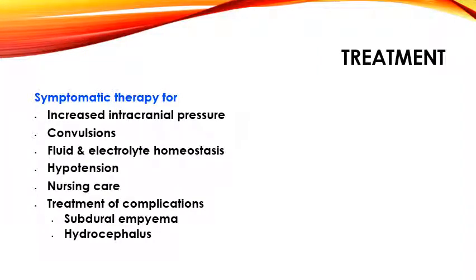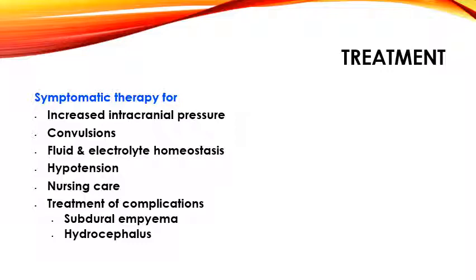Symptomatic therapy for intracranial pressure, we can use mannitol or 3% saline can be given. For convulsions, you have to give anticonvulsants. The commonly used drugs are phenytoin, valproate. Even phenobarb can be used in very young patients. Fluid and electrolyte homeostasis has to be maintained. For hypotension, adequate fluid therapy plus inotropes if required has to be administered. Proper nursing care has to be given to the patients who are comatose.